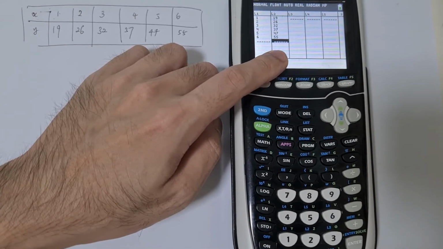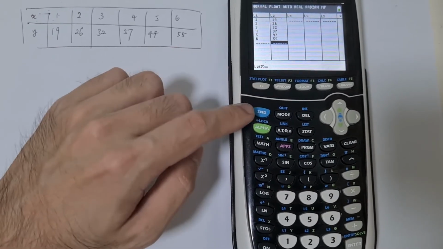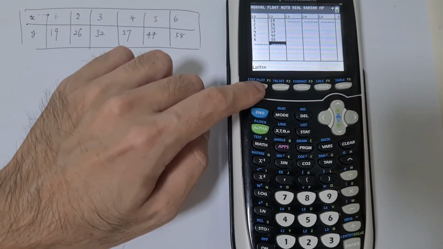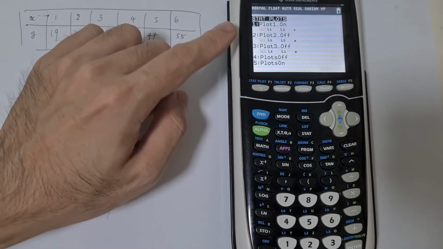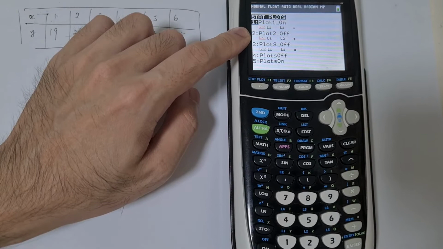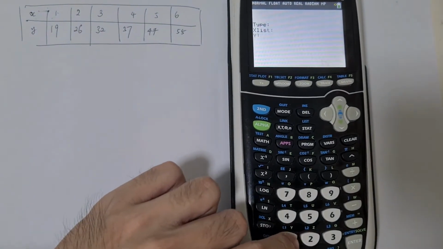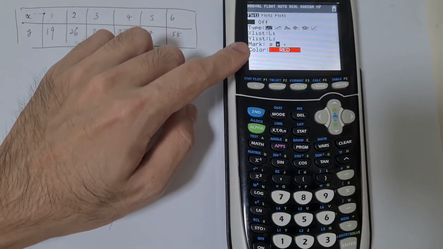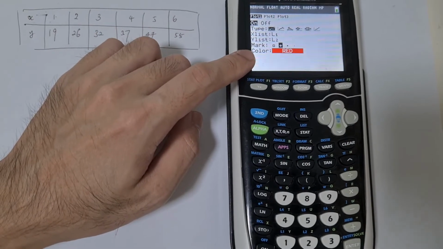What we do next is we go to second function and click on Stats Plot, and this brings us to the Stats Plot page. And we click on 1 to go to set up some configuration for my scatter plot.